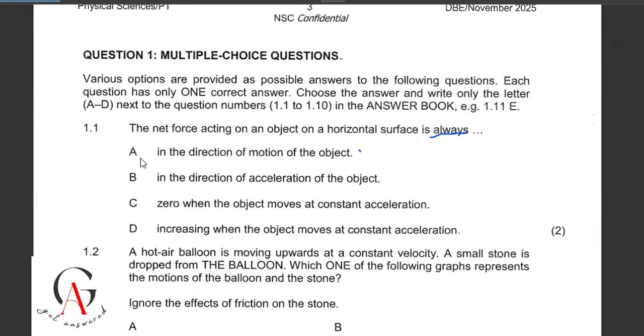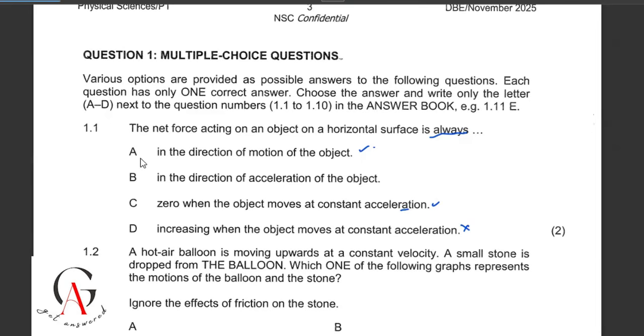Okay, there is some bit of truth. The net force on the horizontal surface is always in the direction of motion of an object, in the direction of the acceleration of the object. Direction of motion, direction of acceleration is just more or less the same thing. Then the net force is always zero when the object moves at a constant acceleration. I think that is also true. And then the net force increases when the object moves at a constant acceleration.